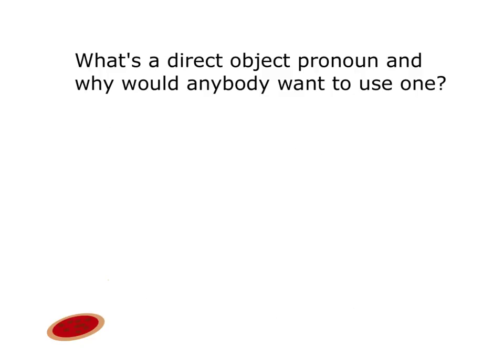So what's a direct object pronoun then, and why would anybody want to use one? A direct object pronoun is a short substitute or stand-in for a longer direct object. So instead of saying pizza or pepperoni pizza or a pepperoni pizza that I buy in the frozen food section at my grocery store, I can say something shorter. I can say it.